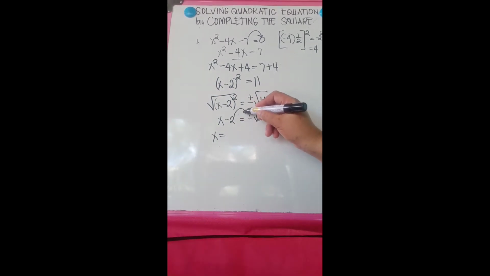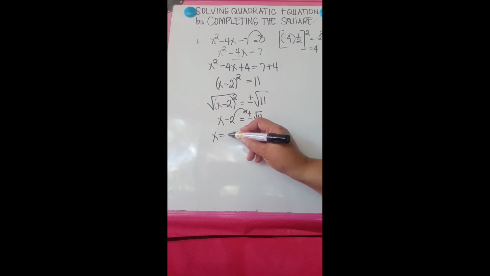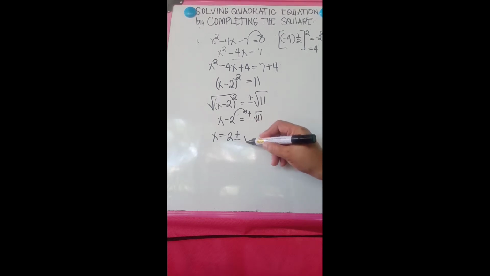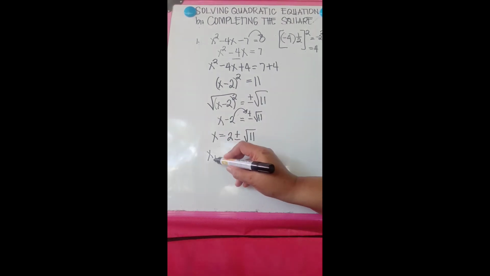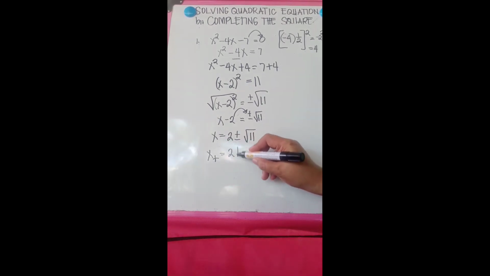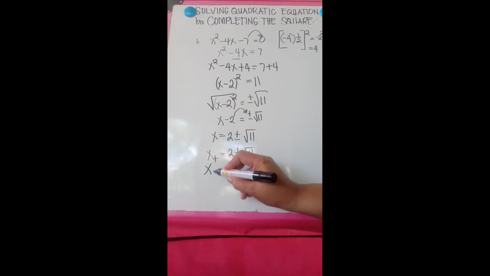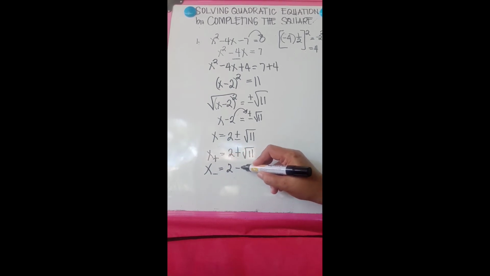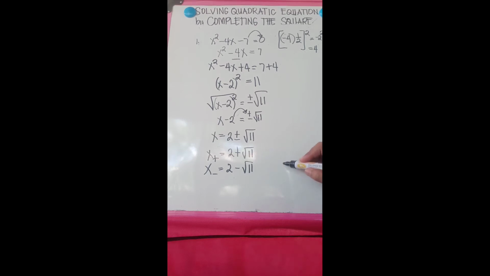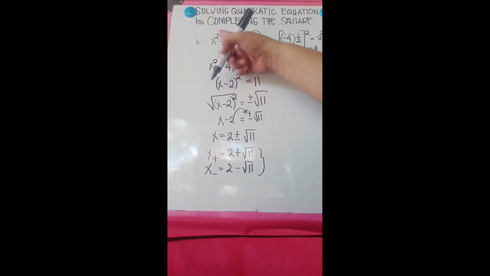transpose natin si 2 to the right side of the equation. So, magiging positive 2 plus or minus square root of 11. Ngayon, kapag kukunin nyo lang is the positive value of x. So, x positive is equal now to 2 plus square root of 11. Okay? And then the second value of x is 2 minus square root of 11. Okay, so these two now are the solutions of the equation x squared minus 4x minus 7 equal to 0.